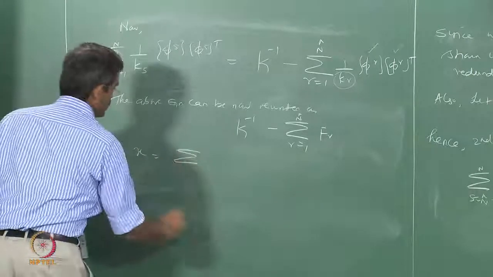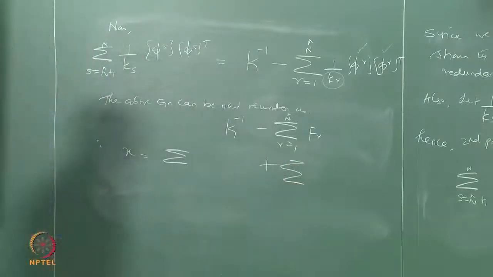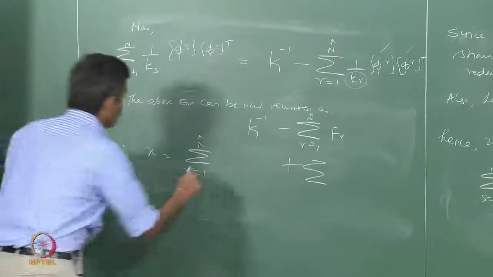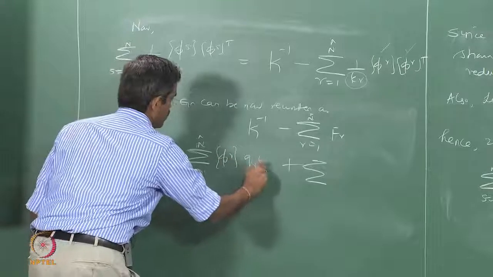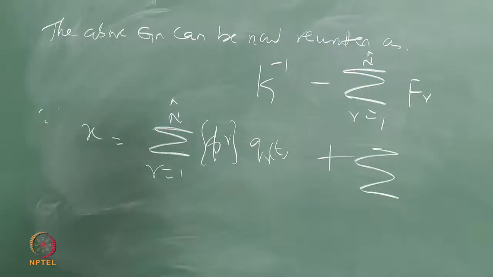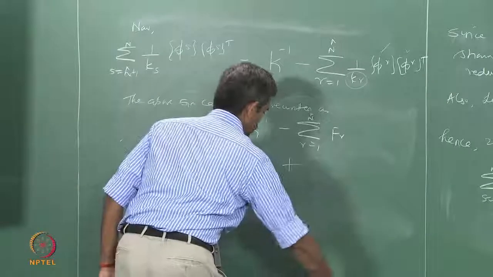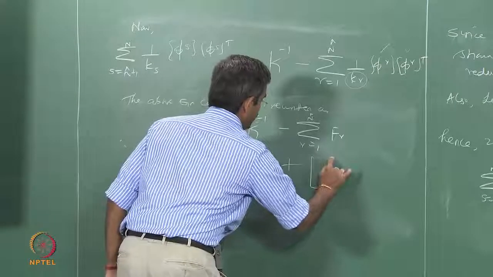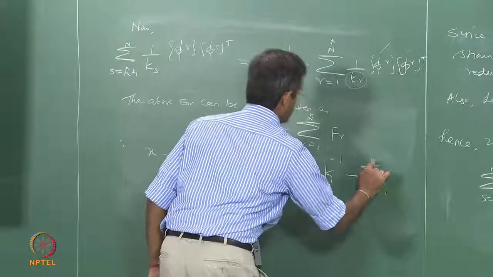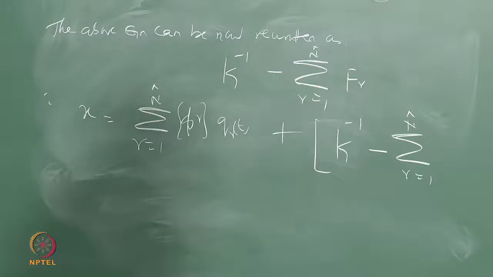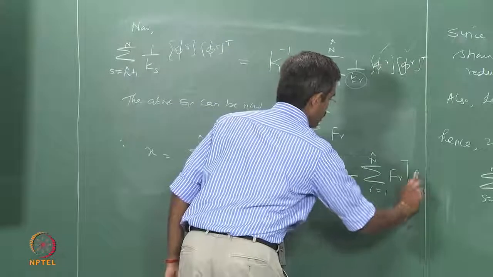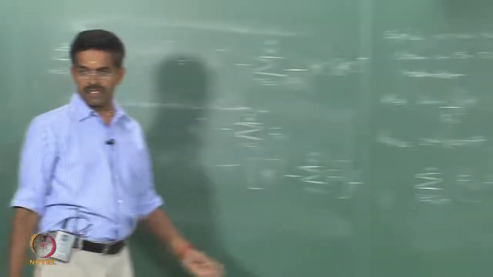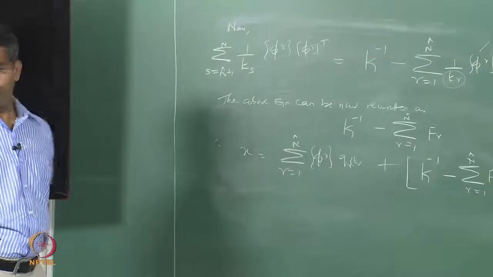Therefore, x is now the summation of r equal to 1 to n hat of phi r of q r. Remove this; we will simply say this is going to be K inverse minus the summation of r equals 1 to n hat of f r of f. This is actually f s of f, in this case f r of f, that is a modal force.